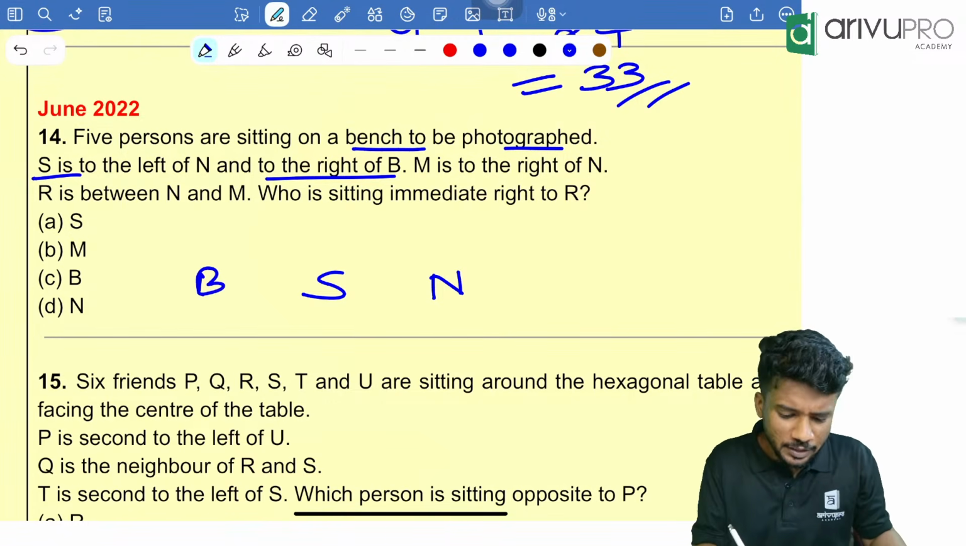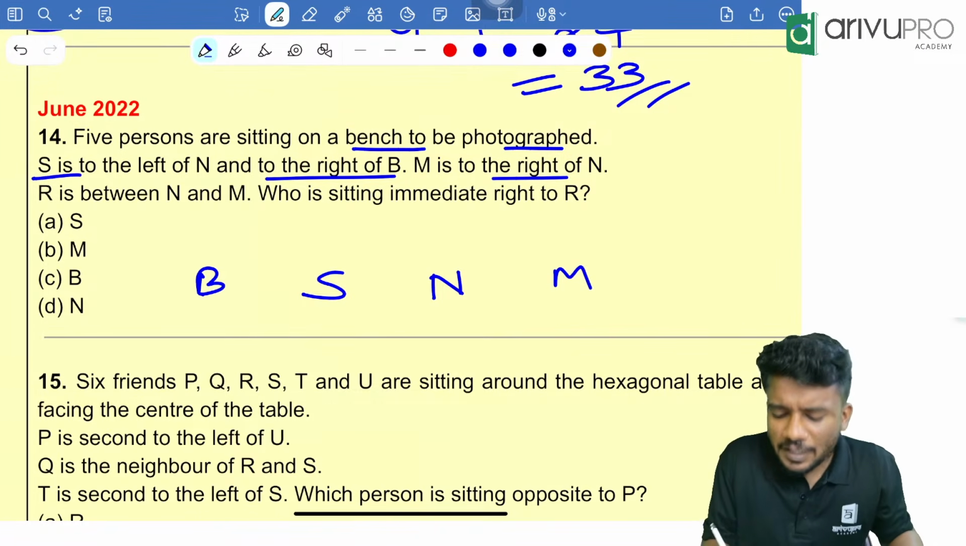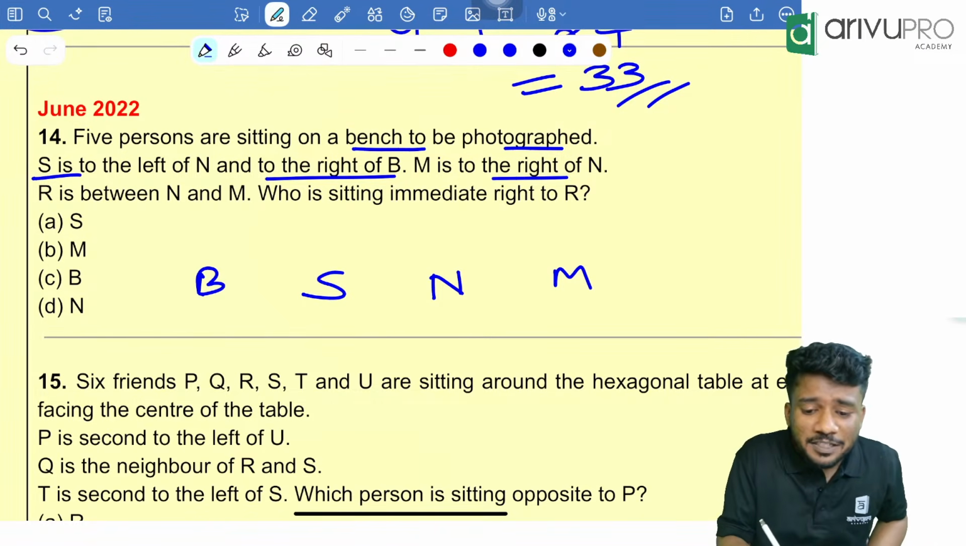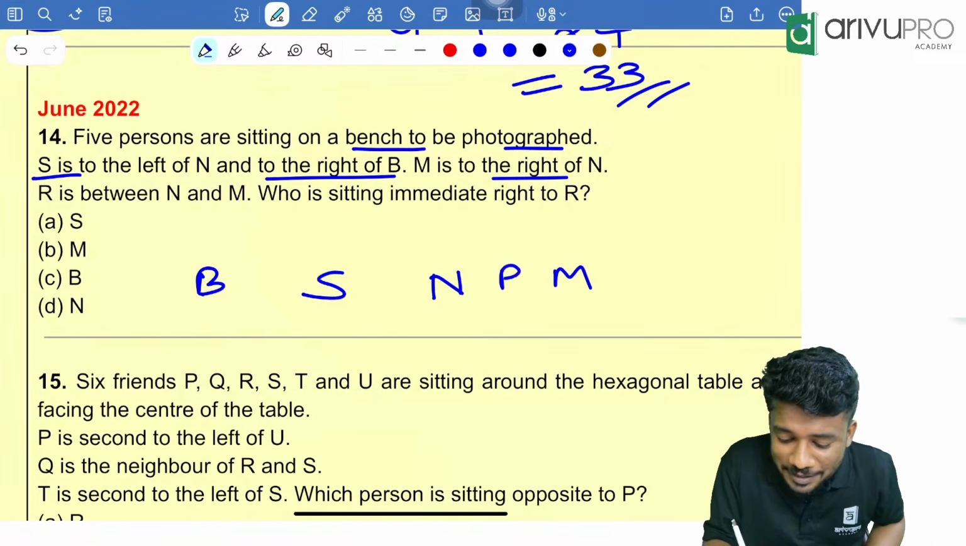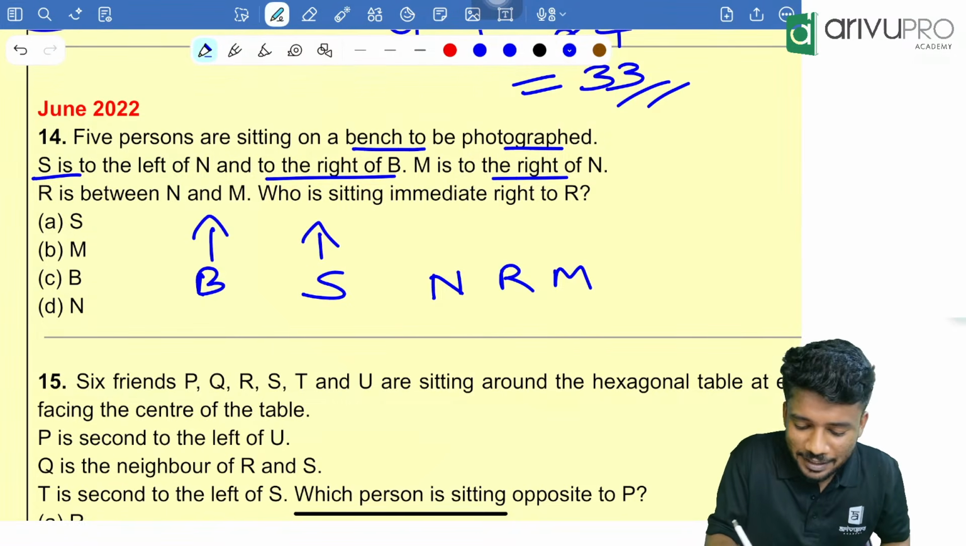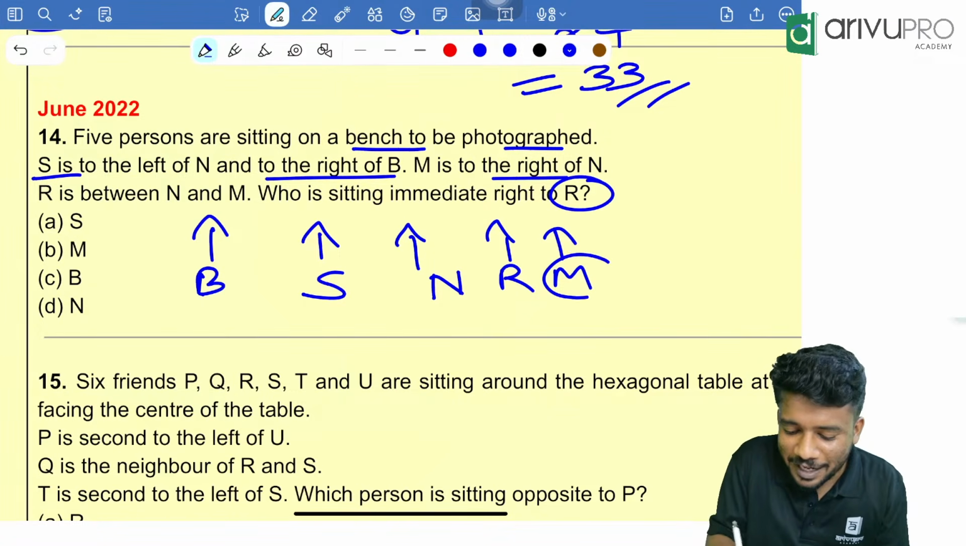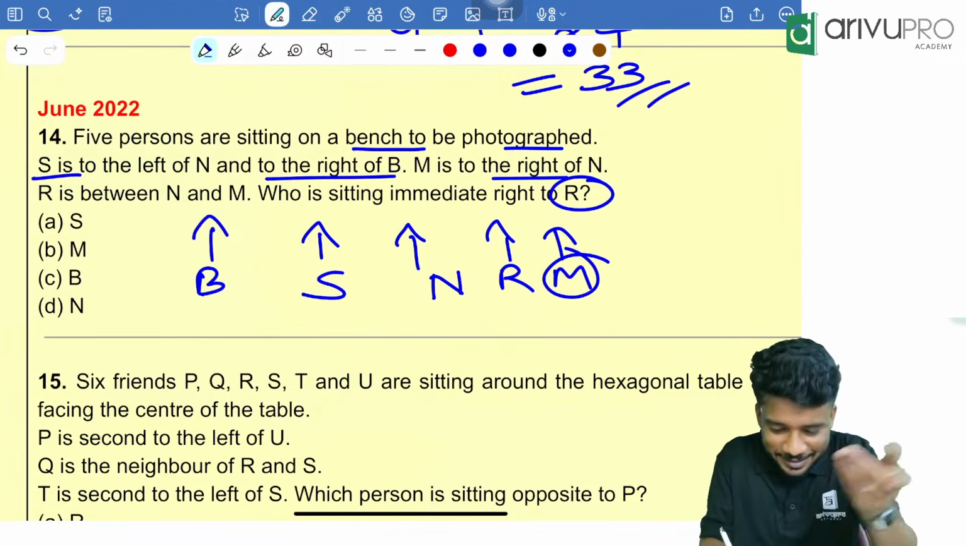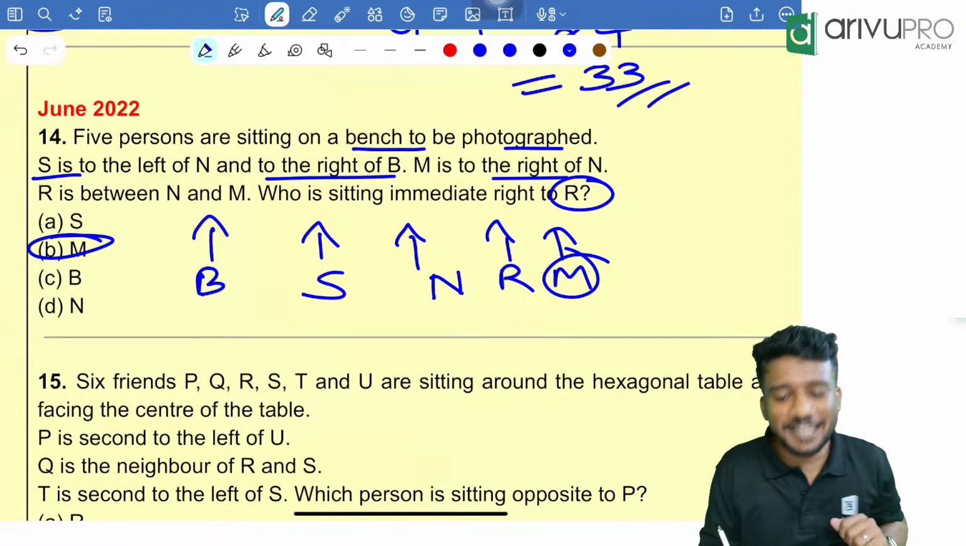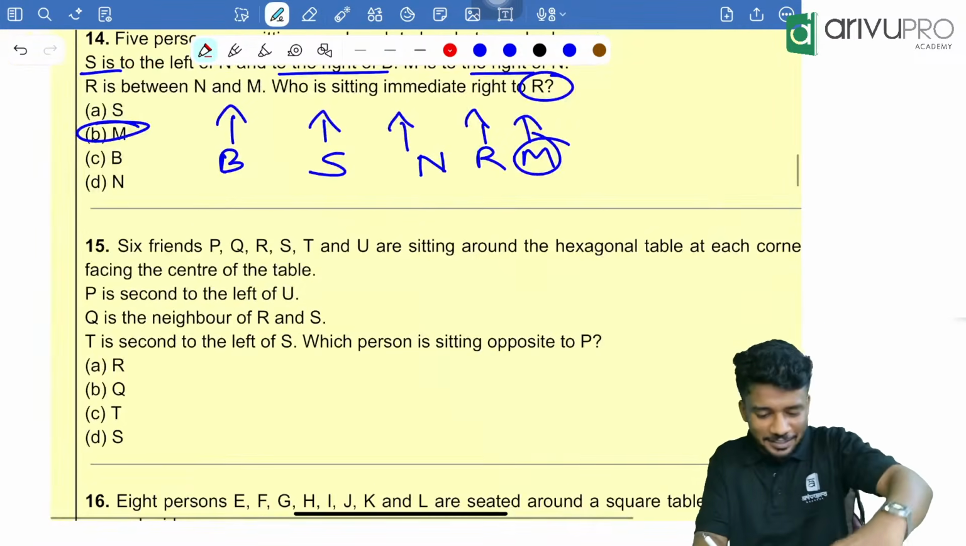Okay. Then what is given? M is to the right of N. Okay, fine. R is between N and M. That means everyone is done now. Who is sitting immediate right of R? Who was sitting there? M is sitting. Option B is the answer. Very easy question. Very easy answer.